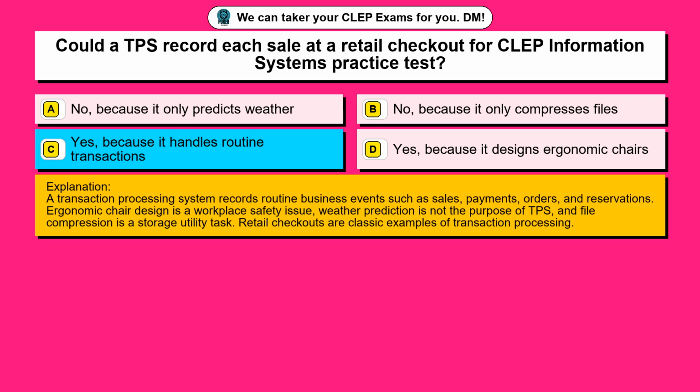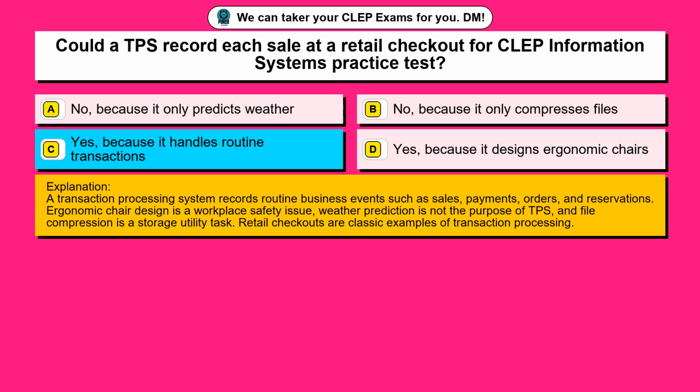A transaction processing system records routine business events such as sales, payments, orders, and reservations. Ergonomic chair design is a workplace safety issue. Weather prediction is not the purpose of TPS, and file compression is a storage utility task.